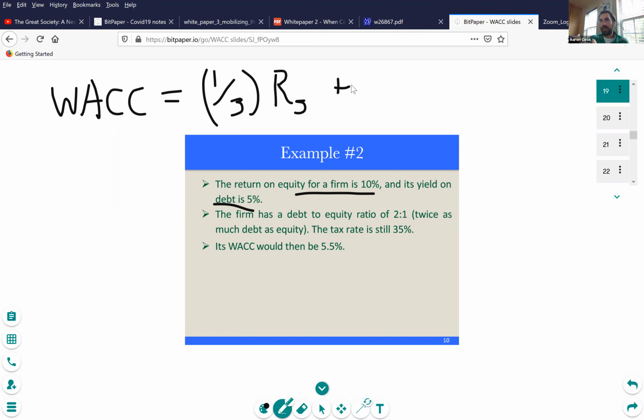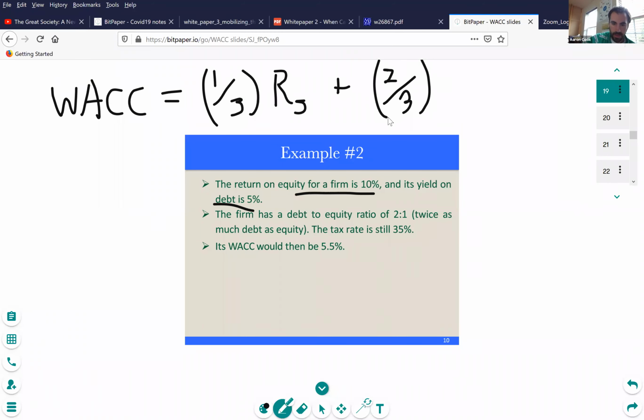You'd add that to the share of the company that's taken up by debt times the cost of debt. So in that case, debt to equity ratio is 2 to 1. So there's 2 parts debt for every 1 part equity. There's 3 parts altogether. So 2/3 would be the fraction that's debt financed.